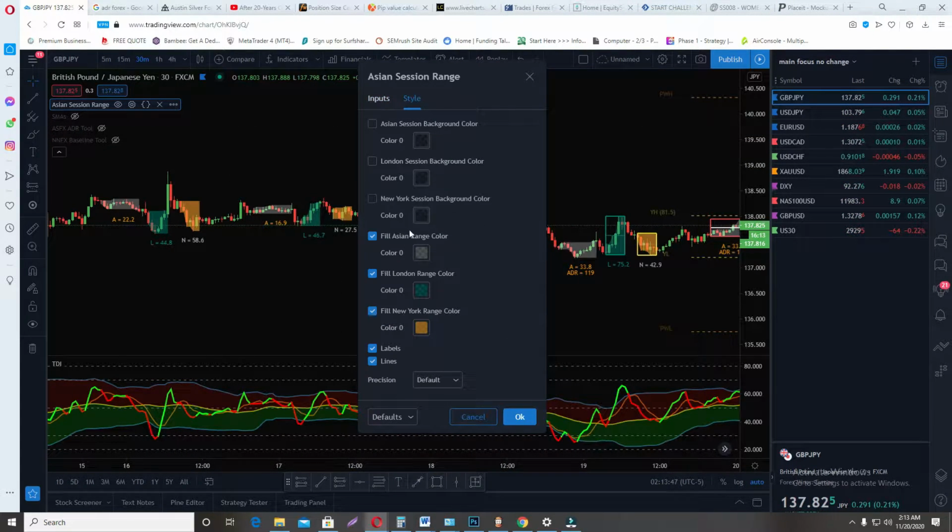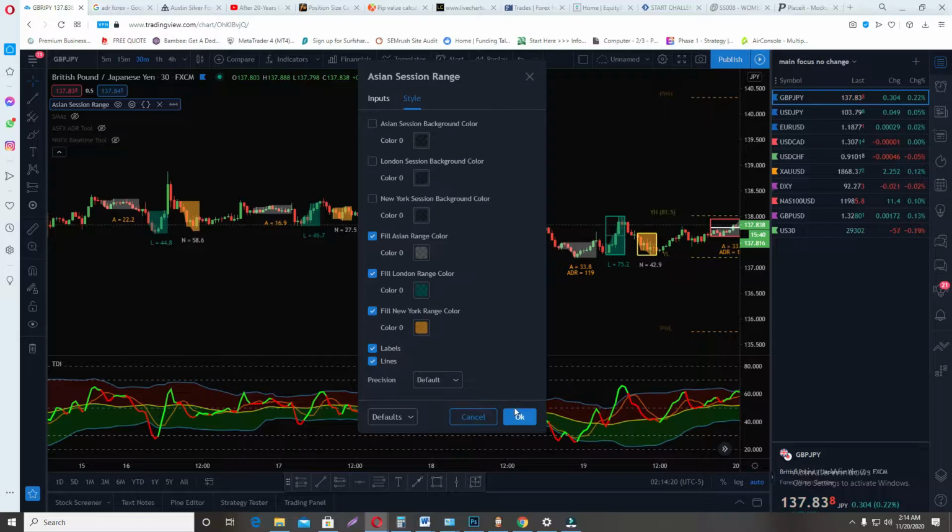The color setup: the Asian range is in white, London range is in green, and New York is in yellow. I only trade London and New York, and sometimes I only trade New York. It depends on what pair I'm on. If it's GBP, I only trade London. If it's USD, I trade New York. So I kind of move around and see what I like. It depends on the day, depends on what's moving.